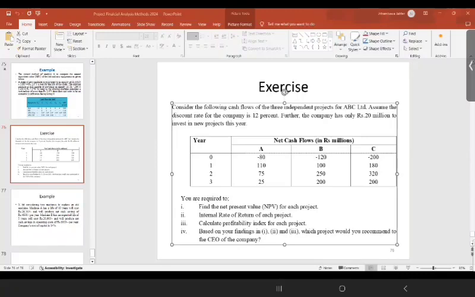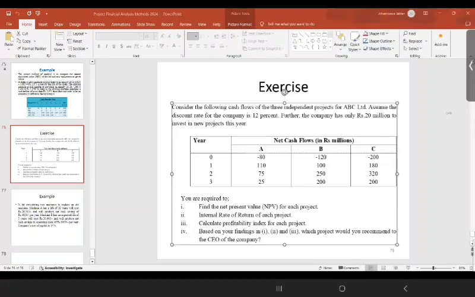So now we have to decide it. First of all, the investment amount is given for project A is 80 million, B 120 million, C 200 million, and also the cost of capital or discount rate is 12%, right? That is a cost for using the fund. Now, based on this information, you are required to find the net present value for each project. So simply we can calculate the net present value.